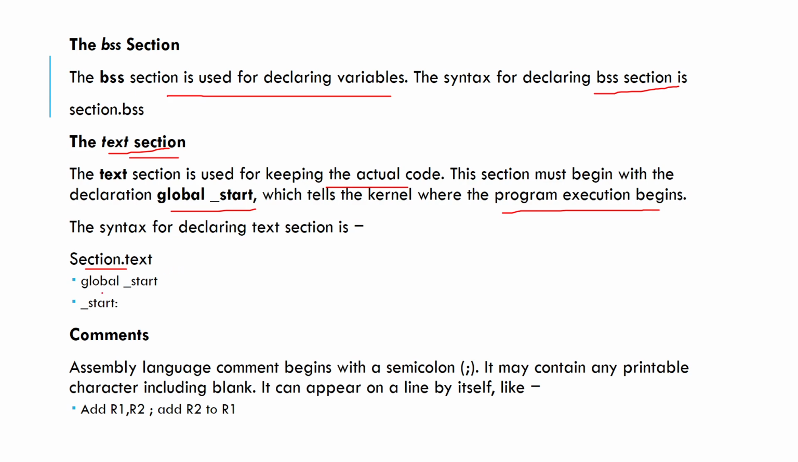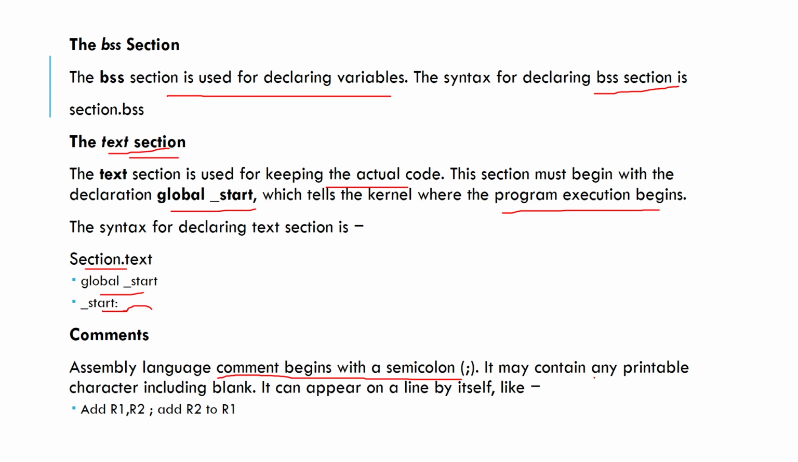Here is the syntax for this text section: section .text, global _start. Here we are starting our main instruction, our main program. Now the comments. Assembler language comments begin with a semicolon. In assembly language, comments begin with a semicolon.